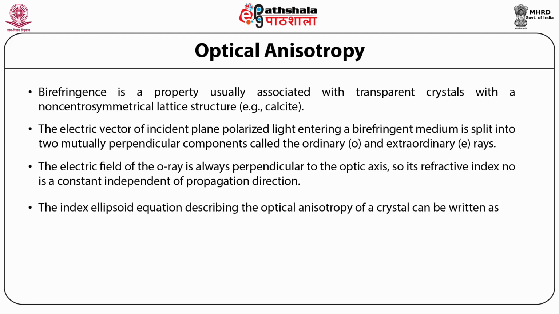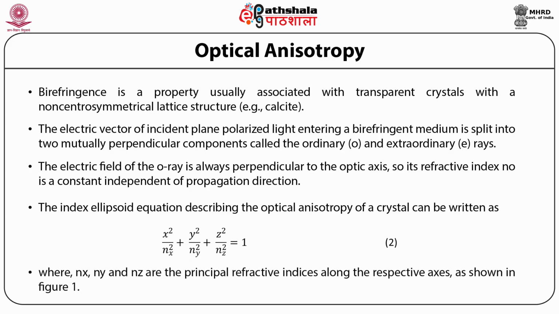The index ellipsoid equation describing the optical anisotropy of a crystal can be written as x squared by nx squared plus y squared by ny squared plus z squared by nz squared equals 1, where nx, ny and nz are the principal refractive indices along the respective axes as shown in this figure.